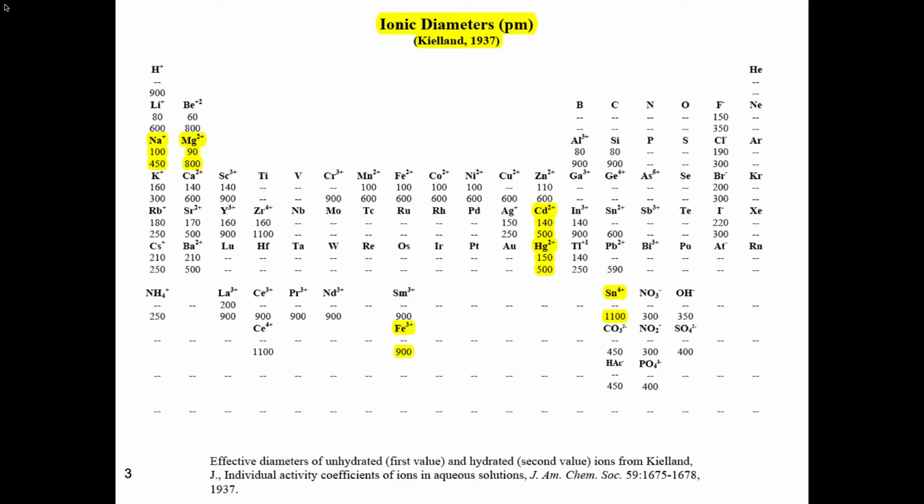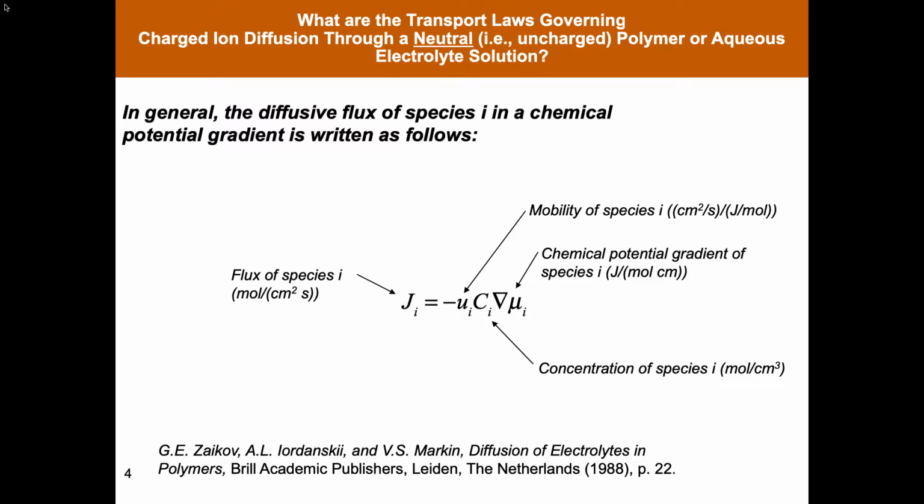This also means that when ions diffuse, for example, through a polymer, it's not just ions that are coming across the polymer, they're also bringing water with them as well, and that has some implications for the net flux of water and ions across membranes.